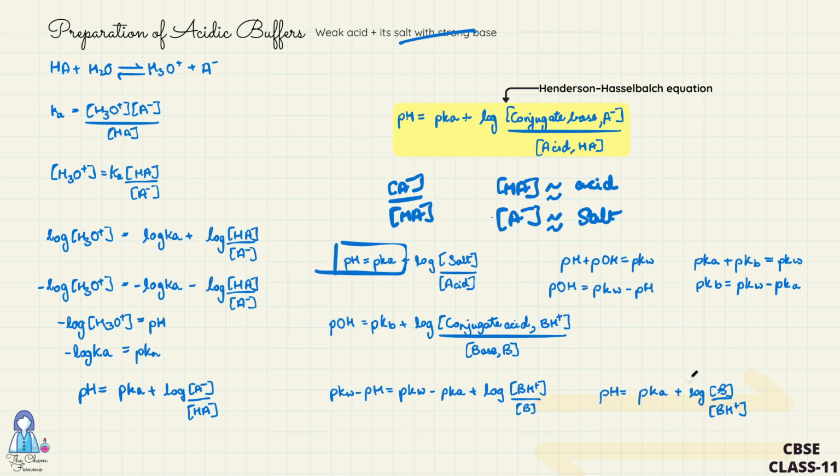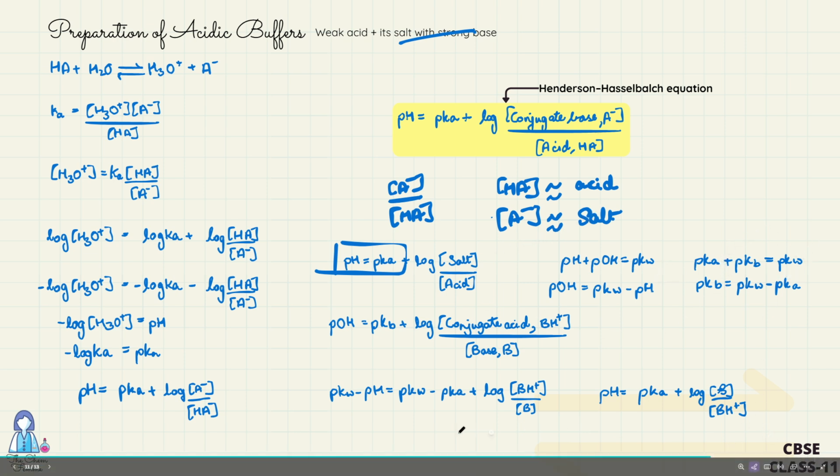So basically all of these things are very useful for us to be able to design a buffer solution. All you need to remember is this particular equation, and you need to remember the relationship between the concentration of HA and A minus with acids and salt respectively.